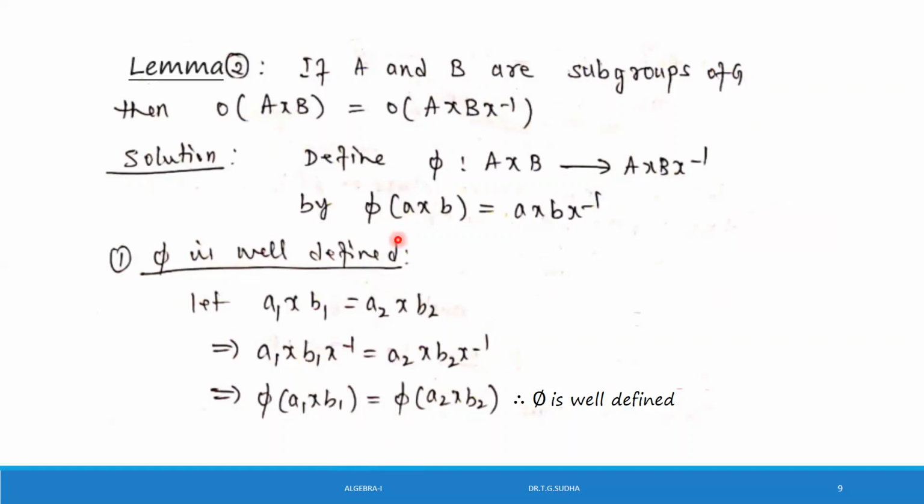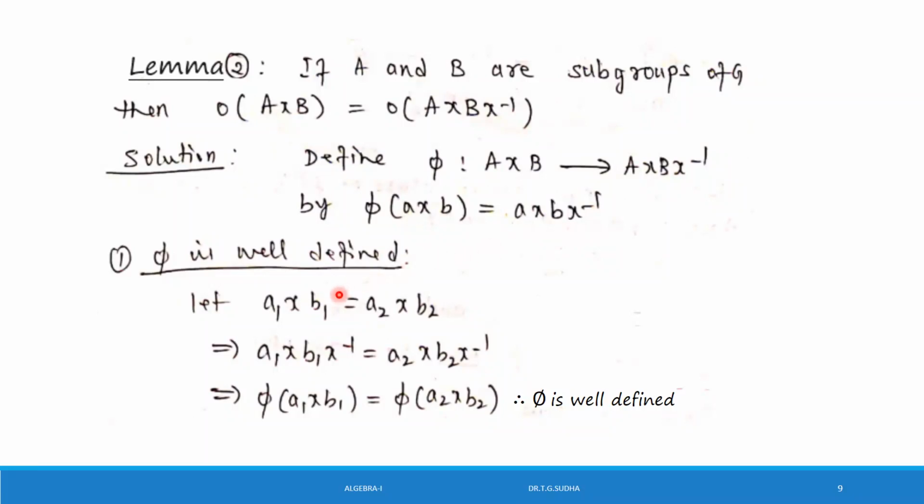In the second lemma, we need to prove that if A and B are subgroups of G, then order of AxB, that is the double coset AxB, is equal to order of AxBx inverse. Now let us define a mapping once again from the double coset AxB to AxBx inverse. So let us consider an element of AxB, that is phi of AxB is equal to AxBx inverse.